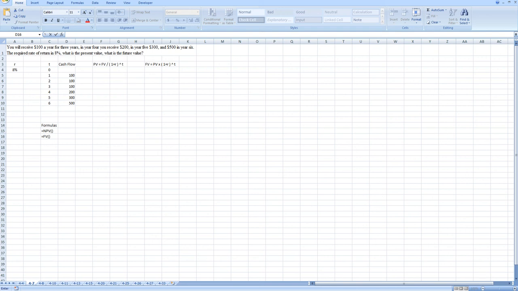So what this question is telling us is that we will receive a cash flow at the end of year 1 of $100, at the end of year 2 another $100, at the end of year 3 $100, at the end of year 4 $200, at the end of year 5 $300, and at the end of year 6 we'll receive a final payment of $500.